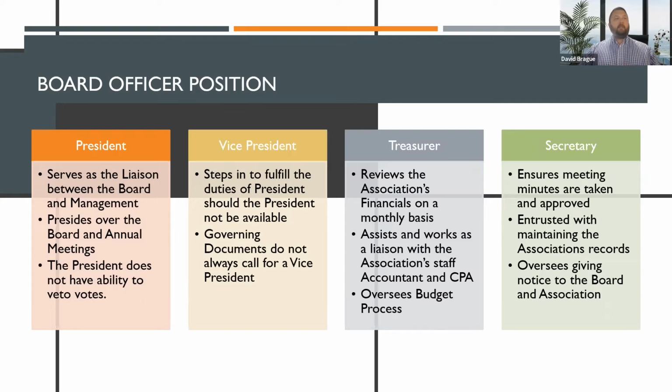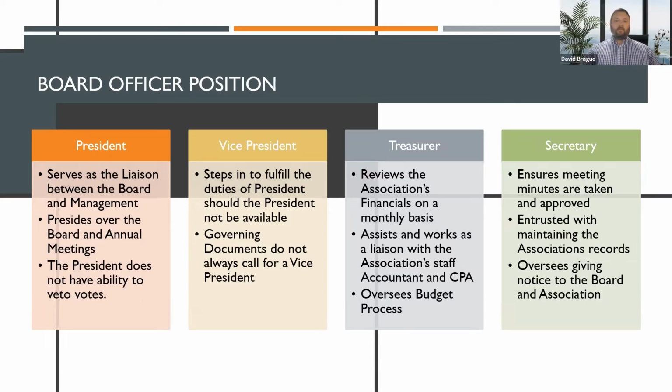The vice president will step in to fulfill the roles and duties of the president when the president is unavailable. But usually governing documents do not call for a vice president in most cases. And then you have the treasurer. The treasurer is responsible for reviewing the association's financials on a monthly basis. They assist and work as a liaison with the association staff accountants and the CPA, and they oversee the budget process and approvals with the board by working hand in hand with the community manager and the accounting staff.